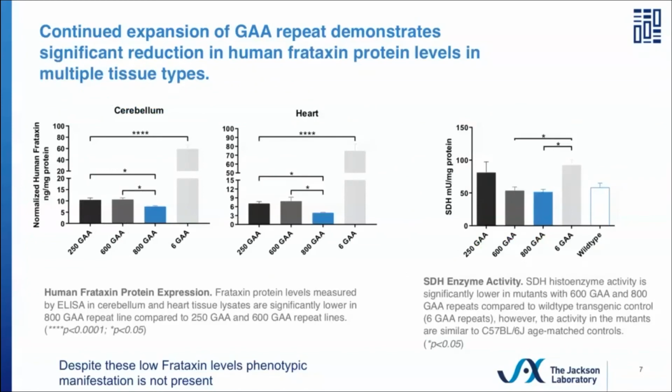So what did that mean in terms of frataxin protein? Well, in the cerebellum and the heart, you can see, compared to 250, 600, the 800 repeats were much lower. In a non-repeat expansion control of just 6 GAA repeats, you'll see that the frataxin levels are relatively very high. The same is true for the heart. In a non-expanded transgenic model, you'll see that the amount of frataxin in the heart is very high, but in the 250 to 600, and then a significant drop in the 800. So our strategy here was to try to find a mouse model with the lowest amount of frataxin that we could, because even the mouse models that Mark Cooper had started with were relatively subtle.